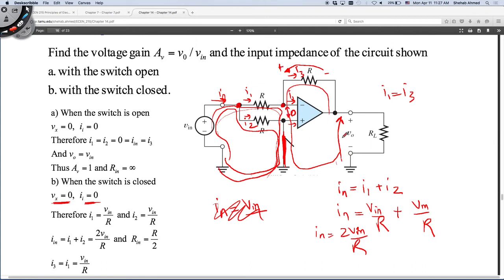So I know that V output plus I3 R is equal to 0. So V output is equal to minus I3 times R, and I3 is equal to I1, which is V input over R, so V output is minus V input over R times R.